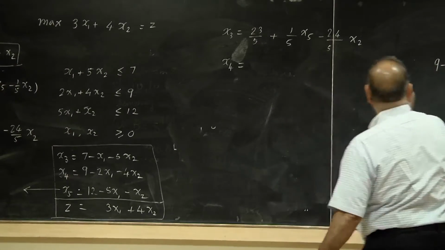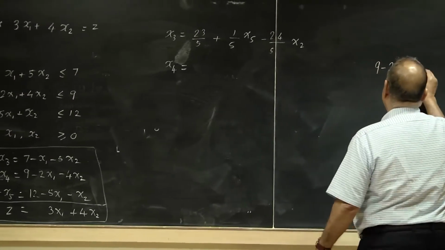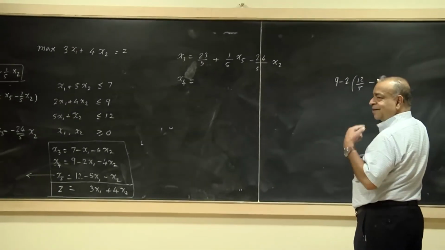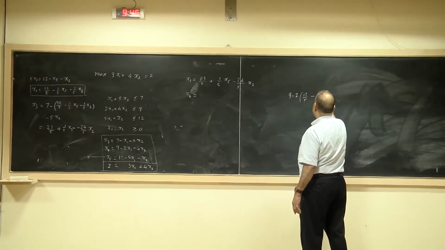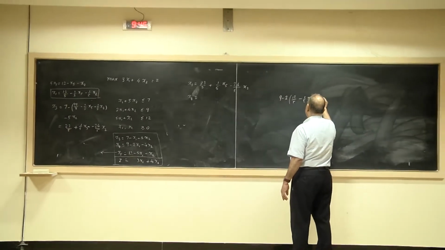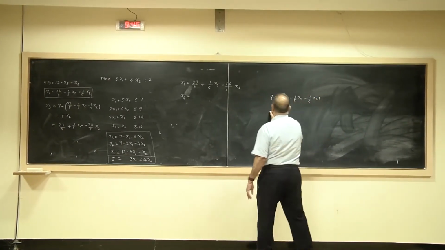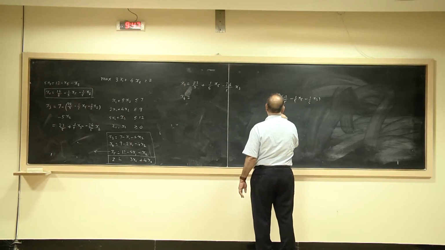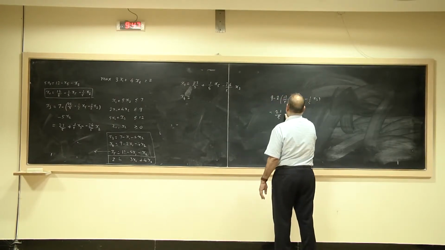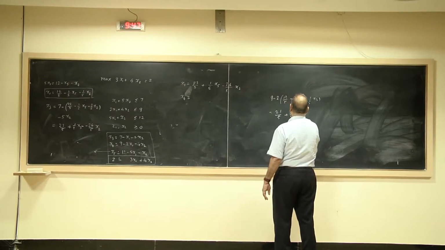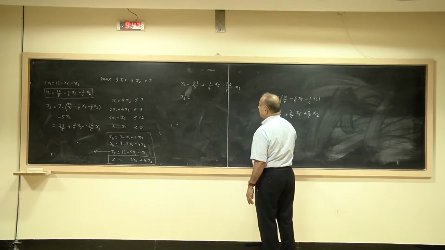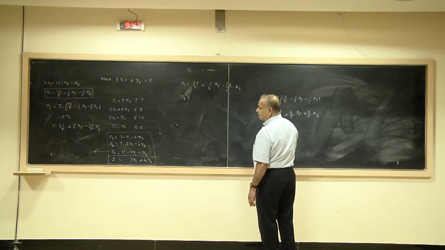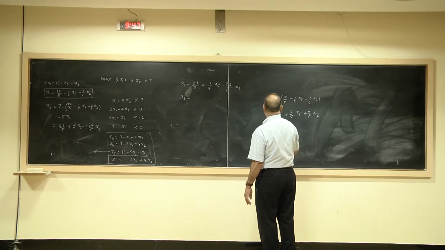Can you read for x1 for me? 12 over 5? Not clear. Louder? 1 by 5? x5, minus, yeah, 1 by 5 x2. So that means 21 over 5 plus 2 by 5 x5 plus 2 by 5 x2. That is, that's all? Correct.